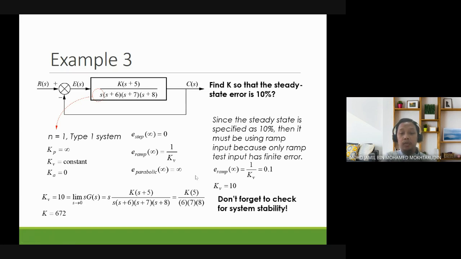Okay, after you get K, then you check for the system stability, whether this system is stable when you give this value of K. Sometimes when you give this value, the system is not stable. So you need to check for stability after you find the value of K. If it's not stable, then you cannot get the steady state error 10% for this system, no matter what you do.